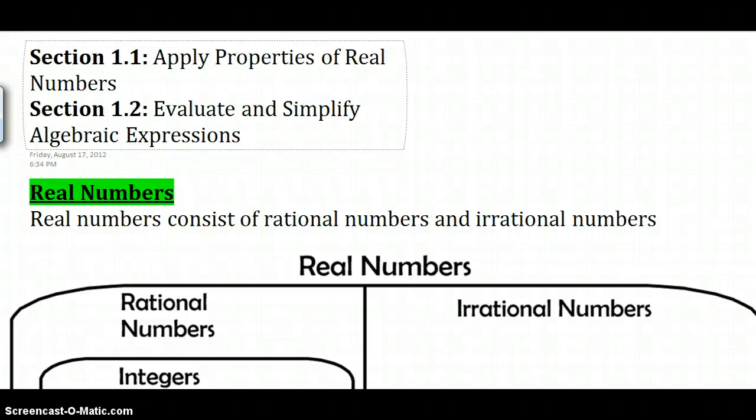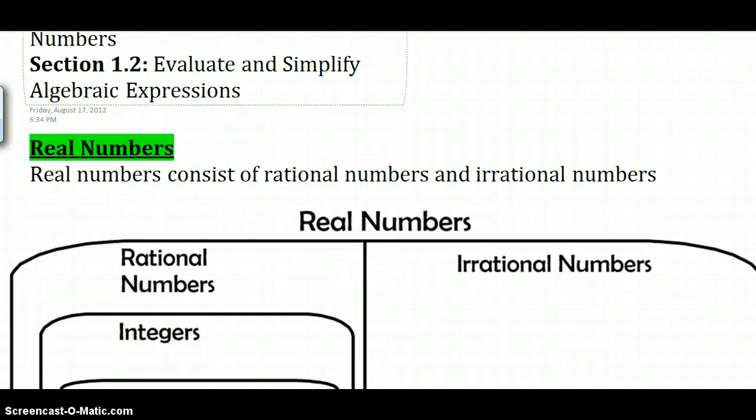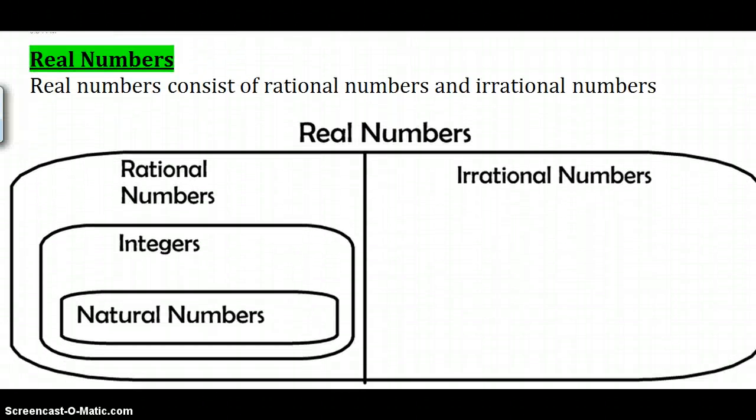The first two sections of this chapter talk about applying properties of real numbers and evaluating and simplifying expressions. First, we're going to talk about what a real number is. A real number consists of both rational and irrational numbers. So real numbers are split up into two sections, rational, irrational.